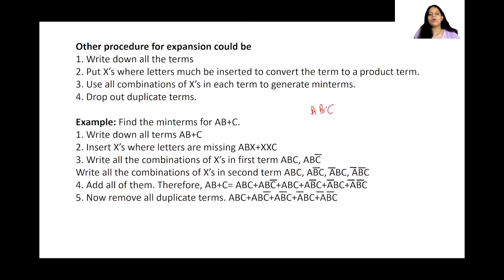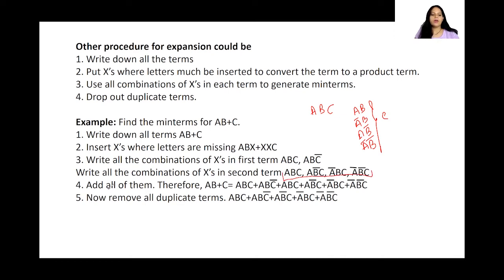Now I need to write all the combinations. What are the different combinations possible? One is AB, another one is A bar B, another one is A B bar, isn't it? Another one can be A bar B bar. So all these four combinations I need to write along with C. So that is what we have done over here.